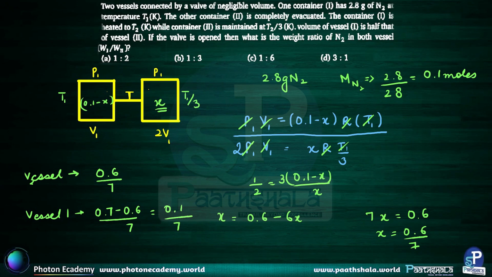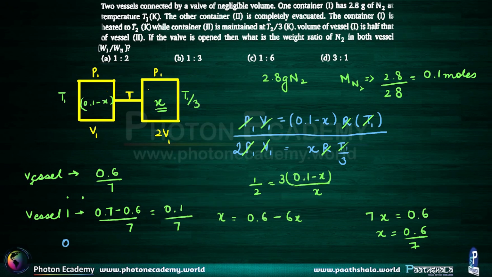So when we take a ratio of the number of moles in both the vessels, it would be the same as the ratio of the weights in both the vessels. So it will be 0.6 is to 0.1, right? That is 6 is to 1. So the ratio is basically 1 is to 6 or 6 is to 1, the weight ratio. So the answer will become option C.